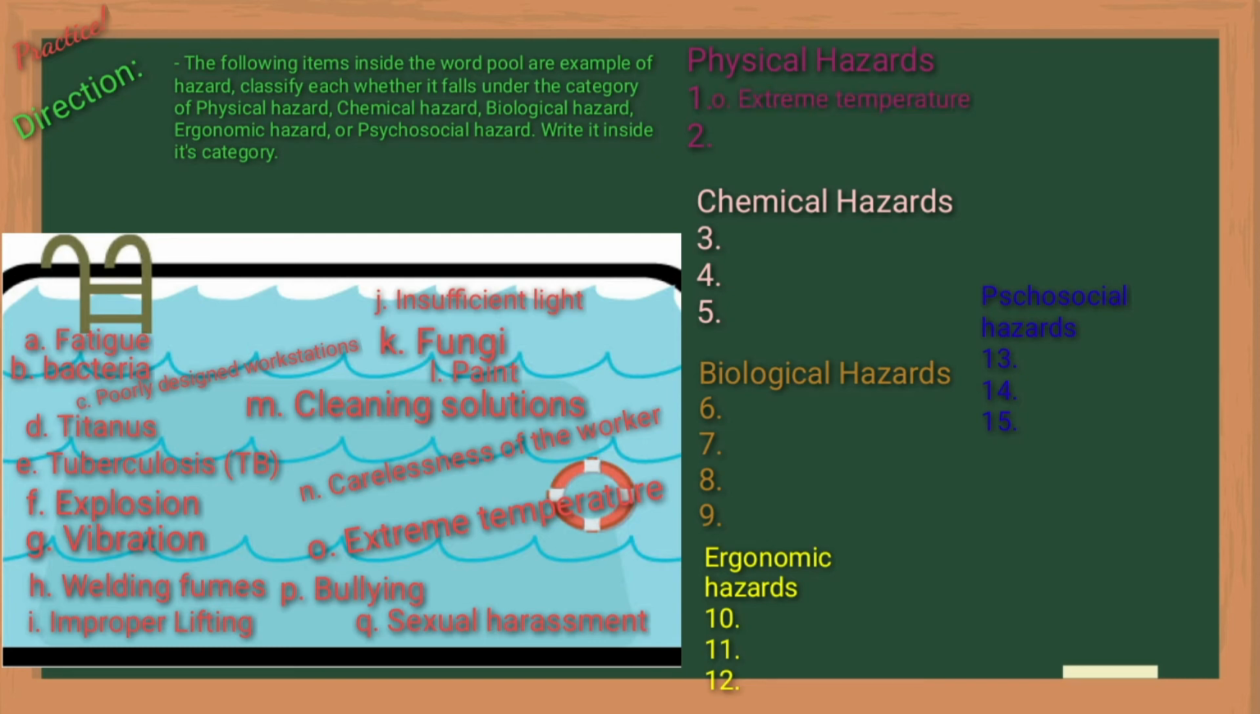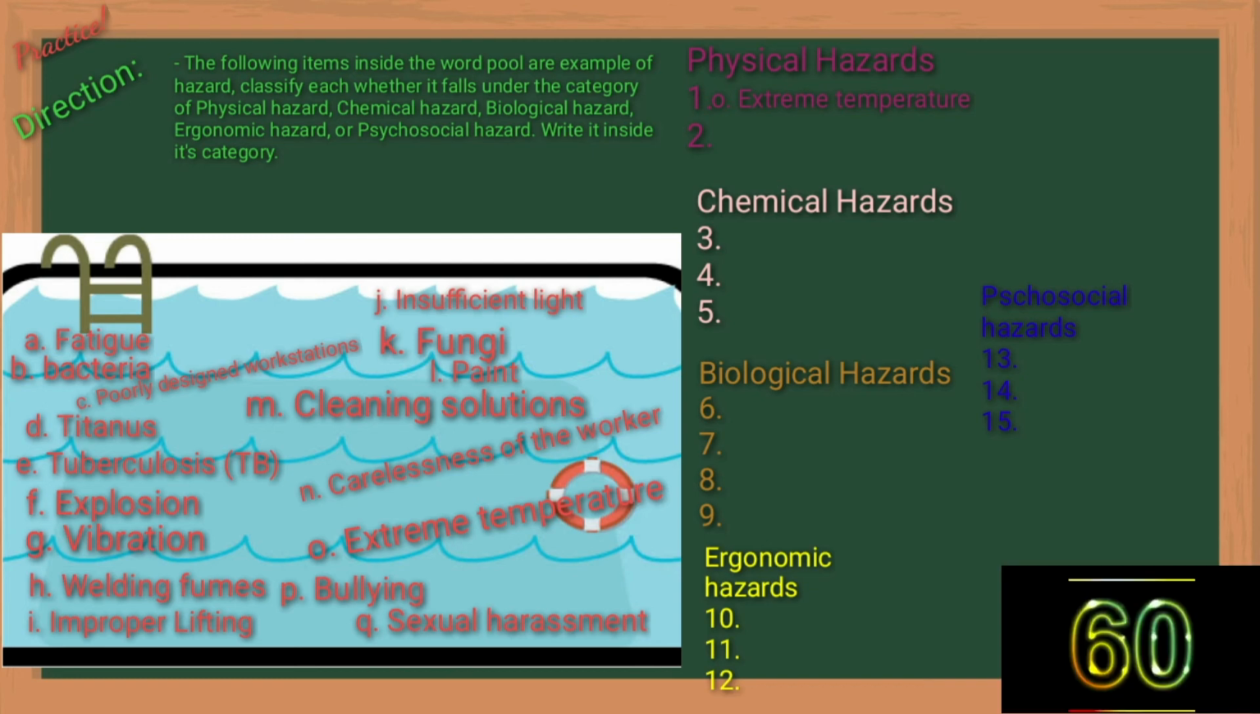Example, extreme temperature. It belongs to physical hazards because we know physical hazards are factors that can harm an employee without necessarily touching them. 60 seconds to do this activity. Time start now.